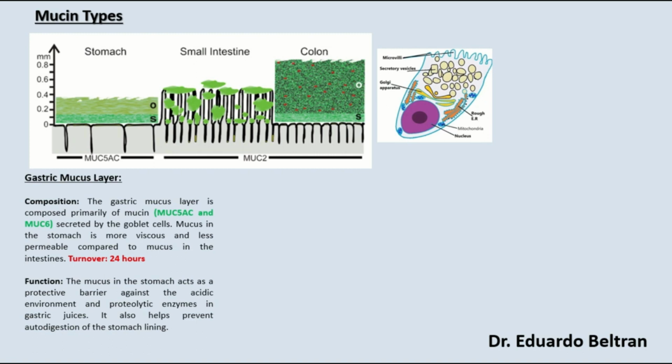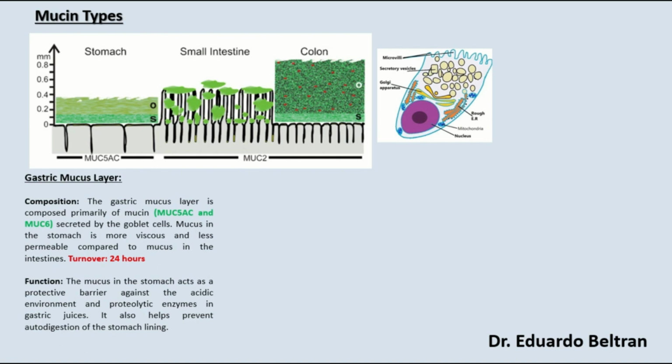Okay, now what's interesting is that the turnover is very fast. I mean, in a lapse of 24 hours, these goblet cells are constantly making these mucin proteins, glycoproteins, at a very high rate. Okay, so the turnover is always approximately 24 hours.